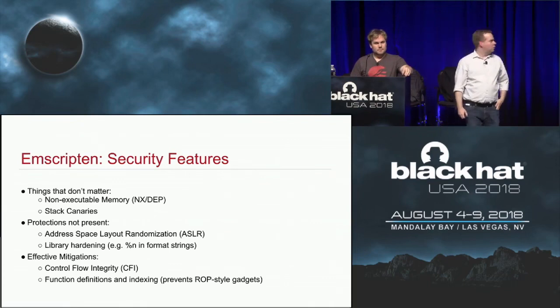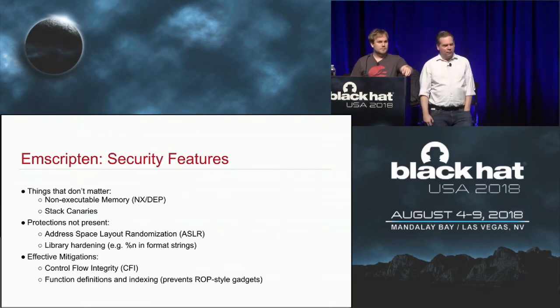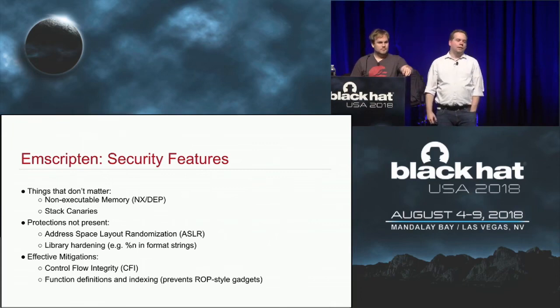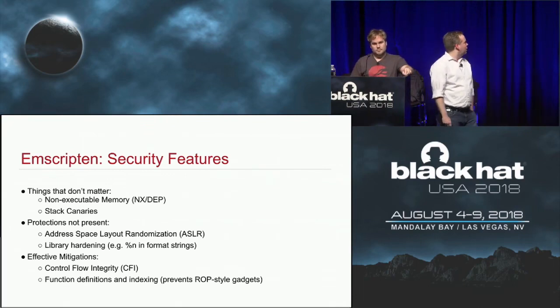I don't know that anyone uses %n in format strings anymore. It looked like the heap implementation that's being used is kind of an older heap that doesn't have a lot of heap mitigations in place. So there's some improvements that could be made in Emscripten.